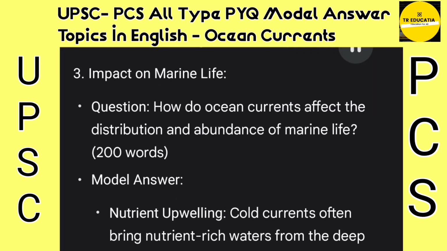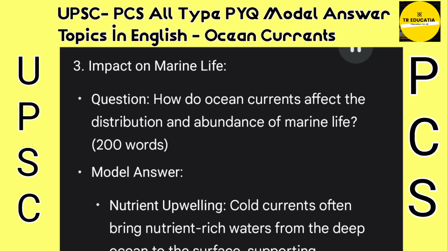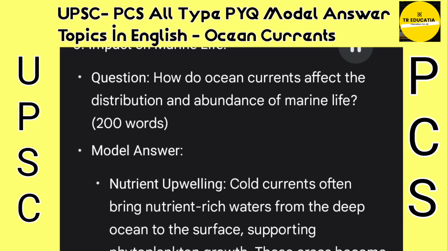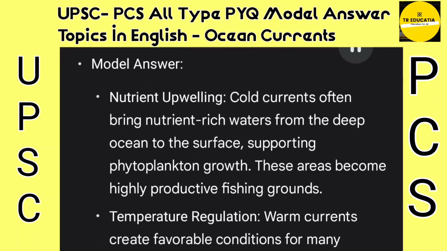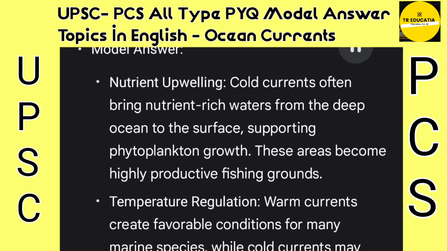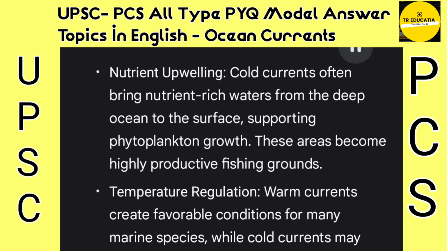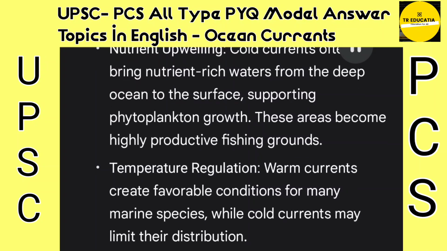3. Impact on marine life. Question: How do ocean currents affect the distribution and abundance of marine life? 200 words. Model answer. Nutrient upwelling. Cold currents often bring nutrient-rich waters from the deep ocean to the surface, supporting phytoplankton growth. These areas become highly productive fishing grounds.